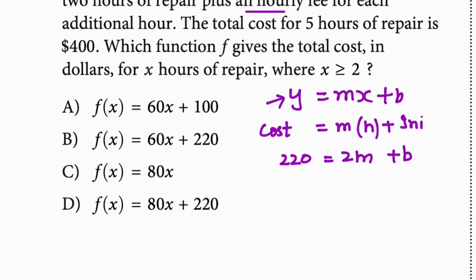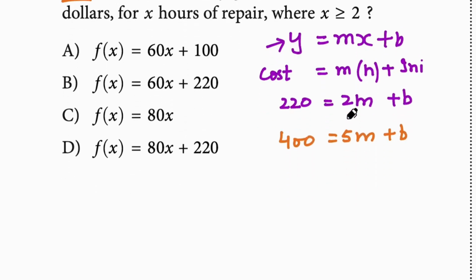And now let's see the second situation. The second situation is if the work is going on for 5 hours, the total cost will be $400. So $400 when work is done for 5 hours plus B. Now it's the situation when you have two variables and two equations, and you use the elimination method or the substitution method, whatever that is. You can also use the graph in that case to find m and b. So here you can use the graph, that's okay, but I'll teach you one method. Now both are equal to B, right?